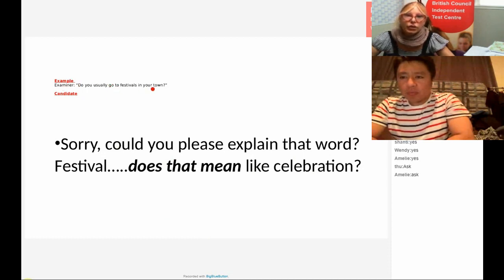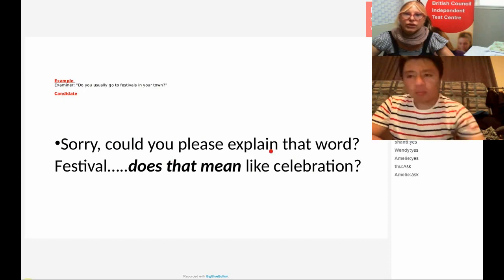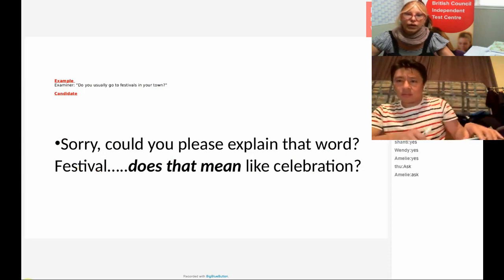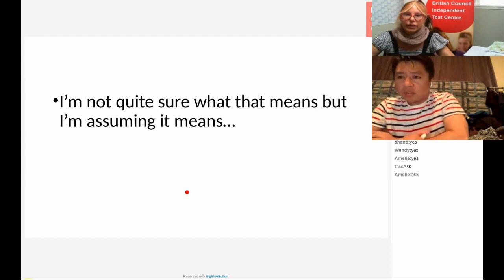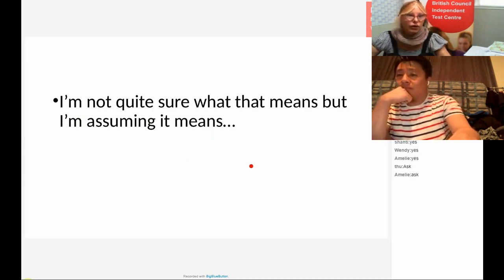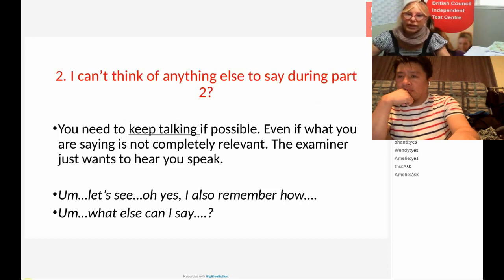The examiner asks, do you usually go to festivals in your town? The candidate says, sorry, could you please explain that word? Or you could say, festival, does that mean like celebration? Another way we could use our language to clarify what something means is to say, I'm not quite sure what that means, but I'm assuming it means, and then you can go on to finish your sentence. It's quite likely that some of the words the examiner uses are not familiar to you, so you do need to be confident enough to ask them to clarify or explain the meaning.